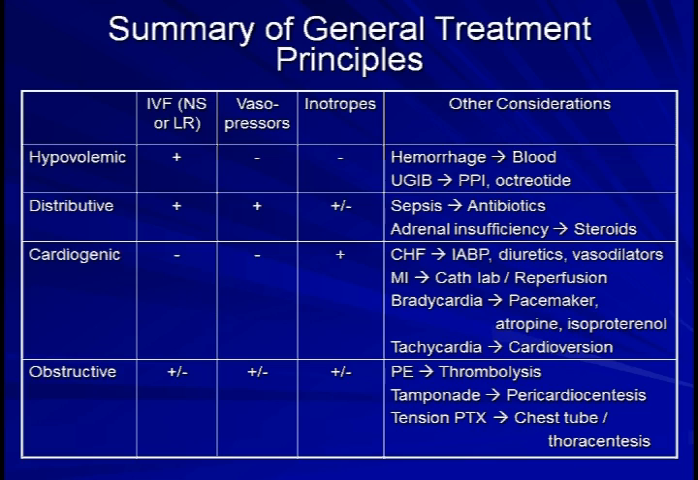Lastly, for obstructive shock, IV fluids, vasopressors, and inotropes can all be tried in various circumstances and in various combinations, but all of these are temporizing measures at best, as the patient's shock is unlikely to improve until the underlying anatomic obstruction of blood flow is dealt with by either thrombolysis in the case of massive PE, pericardiocentesis in cardiac tamponade, and a chest tube or simple thoracentesis in the setting of a tension pneumothorax.